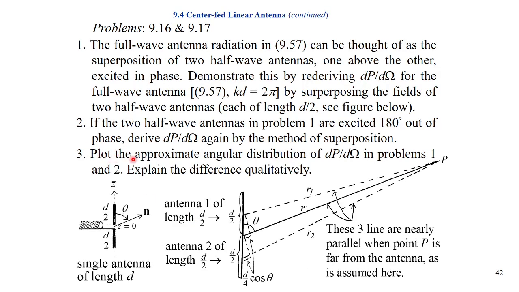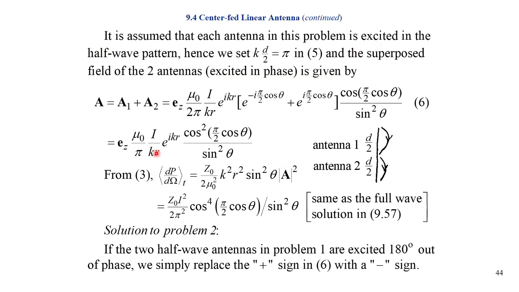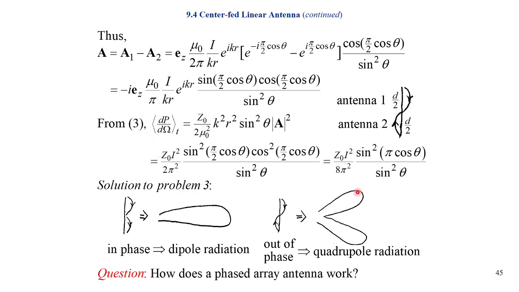Problem 3, plot the approximate angular distribution of dP over d omega in problem 1 and problem 2, in phase and out of phase, and explain the difference qualitatively. Draw the approximate, not exact. So just use your hand to draw these figures. So this one, let's draw this one first. So cosine theta equals 0. This one will be very small. So just draw these figures.